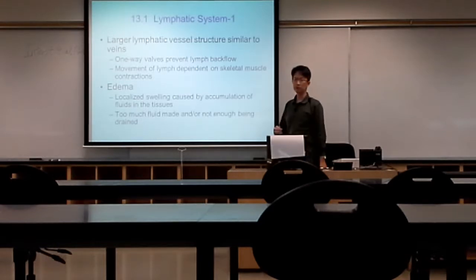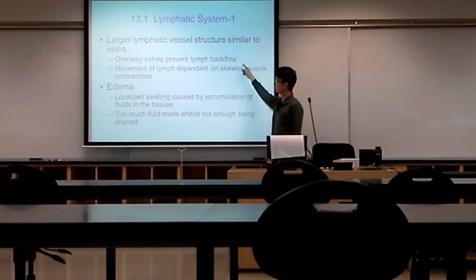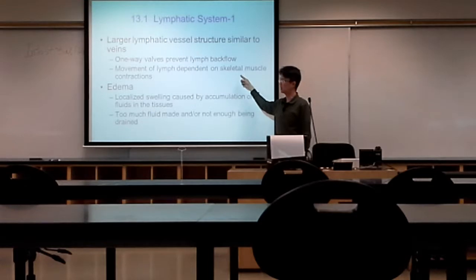So as I mentioned at the beginning, there's a one-way valve that prevents the lymph from backflow, similar to the vein in our cardiovascular system. And similar to the vein, the movement of the lymph in the lymphatic system also depends on the contraction of the skeletal muscle. It is just like the vein, where the blood going through the vein also depends on the contraction and relaxation of the skeletal muscle.